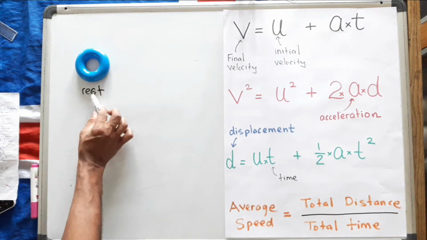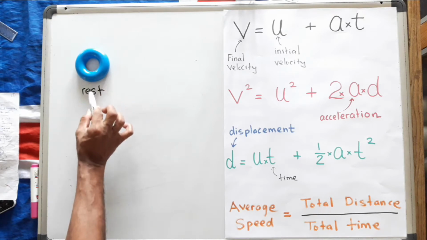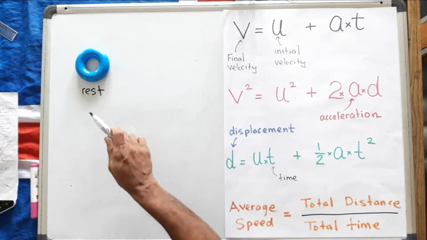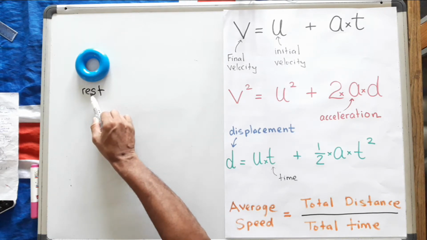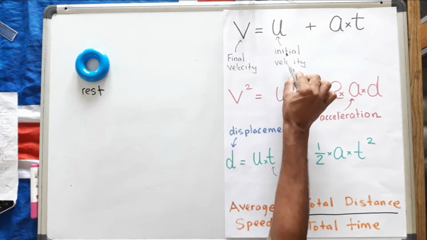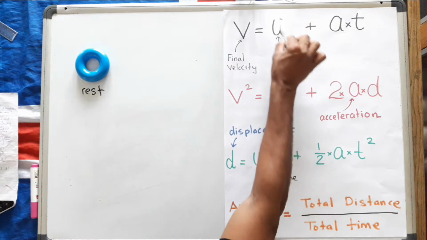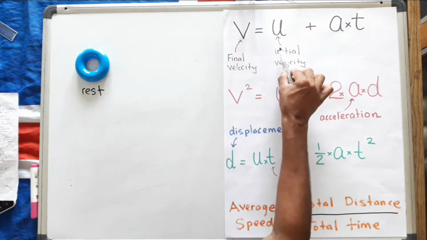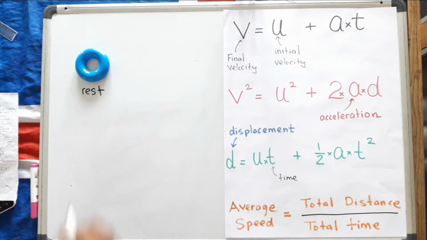Anytime the examiner uses that word, that something is at rest, the first thing that should come to your head is that it is not moving. So that means its initial velocity is 0. Sometimes they don't come out and say, hey, the starting velocity is 0. They use the word rest instead.